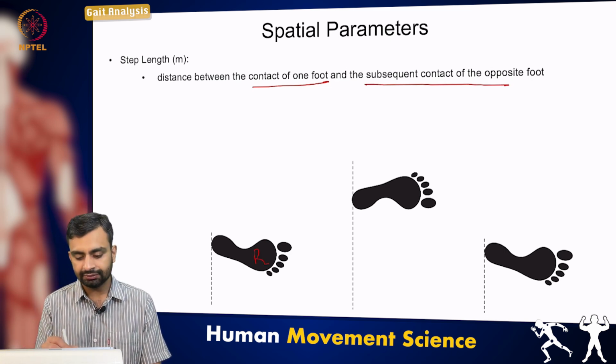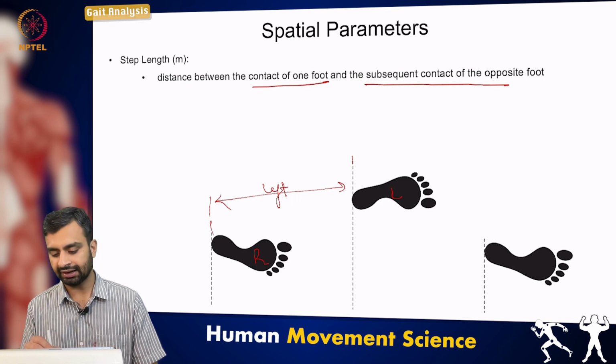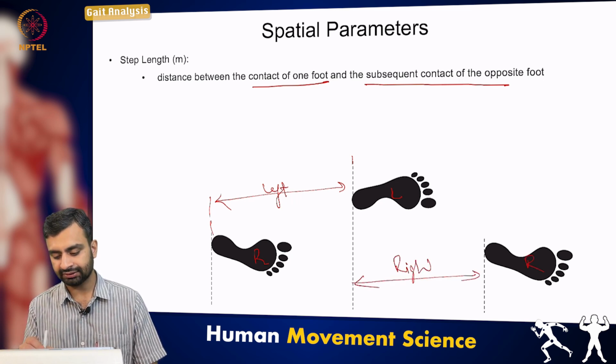For example, right to left, the distance between these two is your left step length and then followed by your right step length.